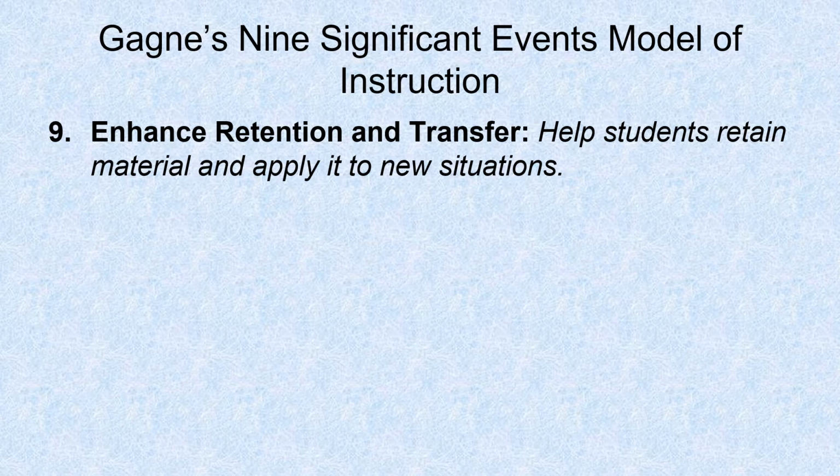The last step, according to Gagne's model, is step 9, enhance retention and transfer. What this means is we want to help students retain the material and also be able to apply it to new situations. Normally this takes two different forms. The first form is at the end of a class period, we review with students. We help them recall.